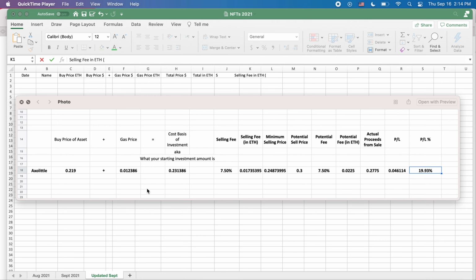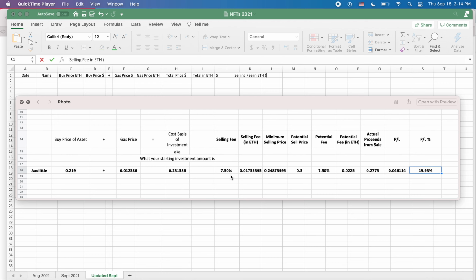So I just bought my Axolotl, right? This was the price in ETH, 0.219. So we got the gas price from going into the MetaMask in the activities. It tells you exactly how much you paid in gas in money, dollars, and also in Ethereum. So then we added that together, and that's the cost basis of your investment.